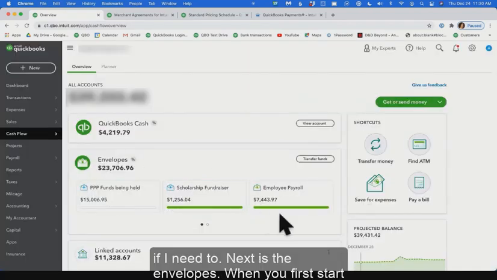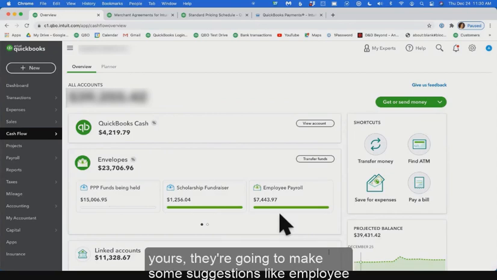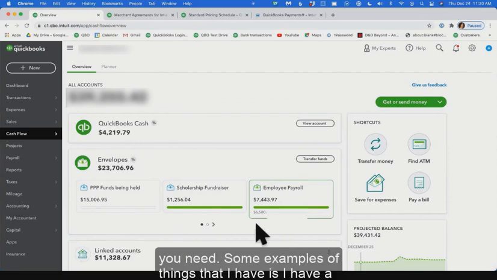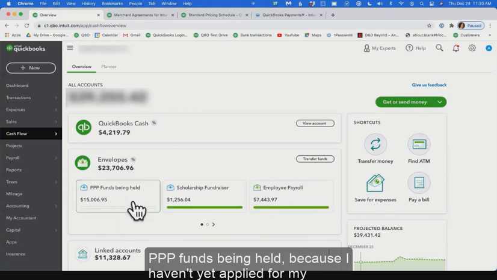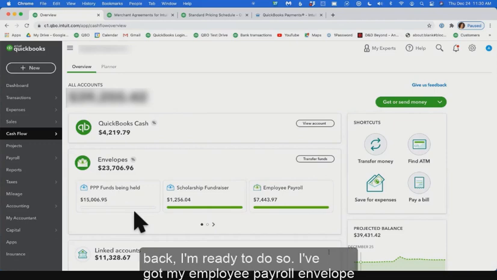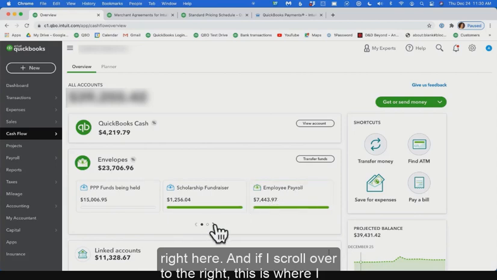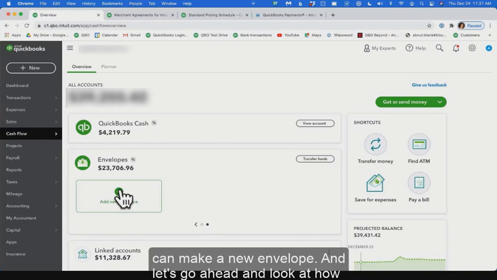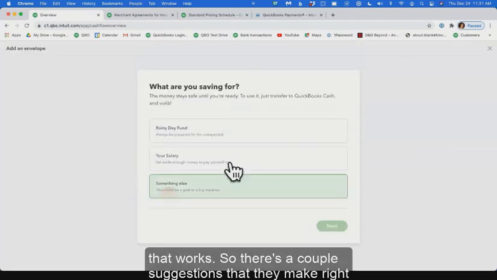Next is the envelopes. When you first start yours, they're going to make some suggestions like employee payroll or rainy day fund, but you can make any of them that you need. Some examples of things that I have is I have a PPP fund being held because I haven't yet applied for my forgiveness. And so this is money that if I have to give it back, I'm ready to do so. I've got my employee payroll envelope right here. And if I scroll over to the right, this is where I can make a new envelope. And let's go ahead and look at how that works.